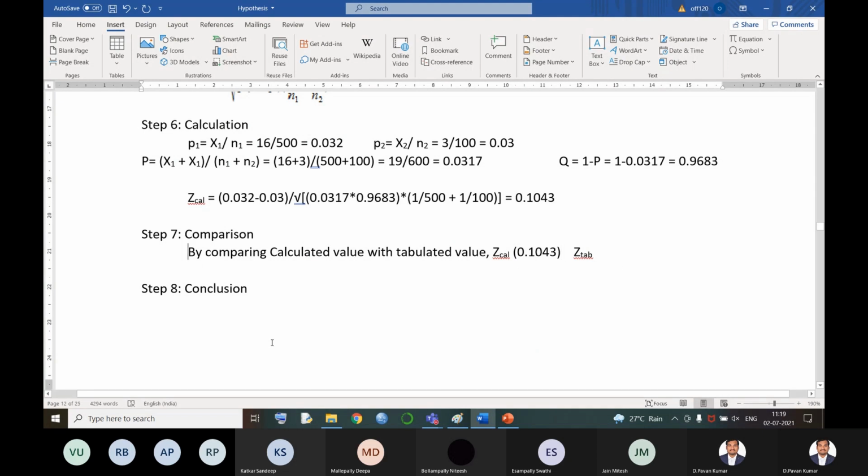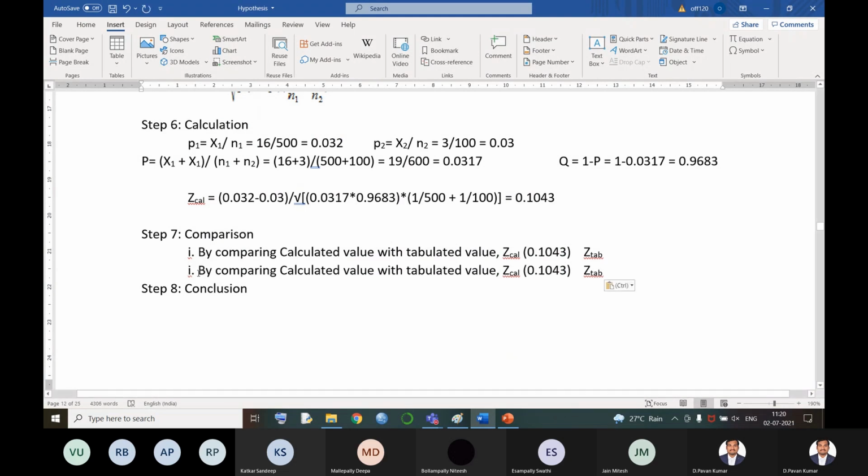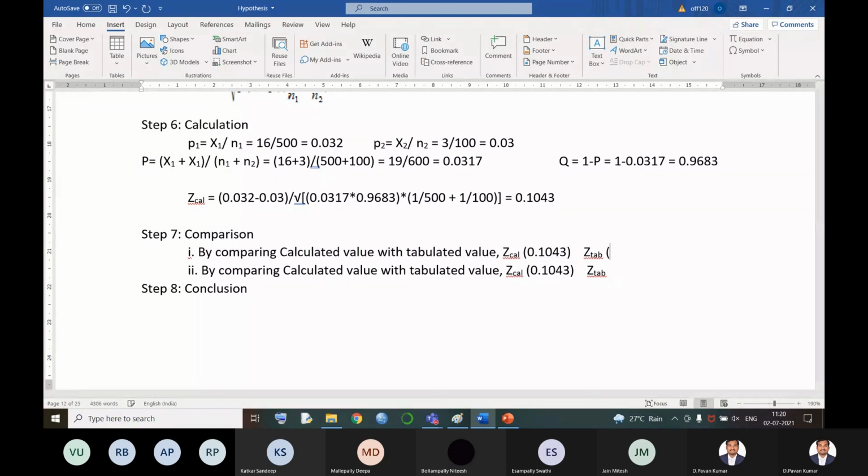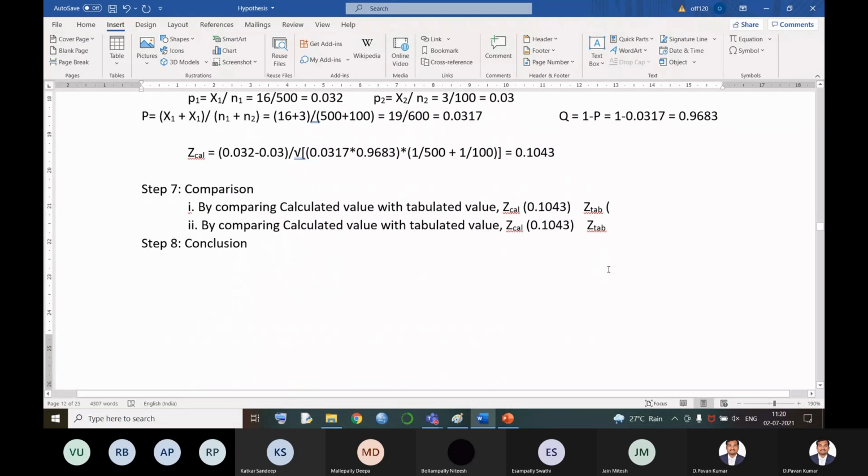So now we have 2, right? So I'll have both comparisons. First one, by comparing calculated value with the tabulated, I got zcal as 0.1043. But for the first one, what is the ztab value? First value it is 1.645. And what is the second one? What we are having here is 1.96. So instead of doing in two problems, I'm just doing in a single step.